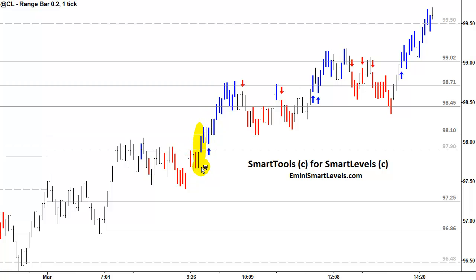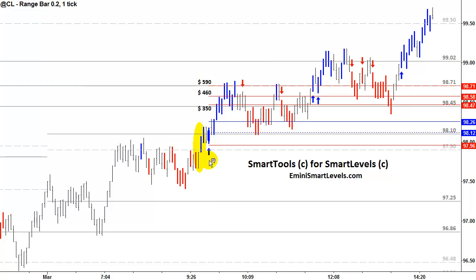Once the stocks opened up, they blasted through 98.10 and started to consolidate around it, and then eventually formed this blue bar a couple minutes after the open. This is a setup that I did take. The entry was at 98.26, sort of halfway between these two SmartLevels.